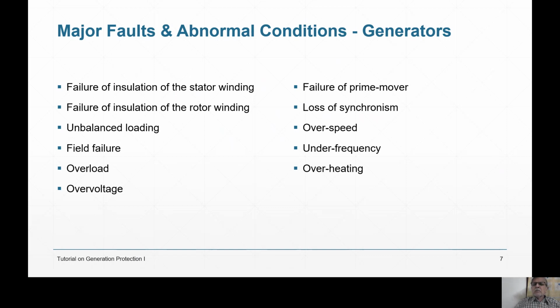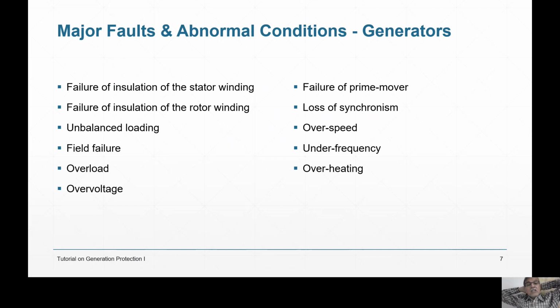Overspeeding. Overspeeding is not a big problem for coal-fired boilers because steam is not a very thick liquid, whereas water is, so in a hydro turbine overspeeding is a problem. You cannot reduce the speed immediately. So overspeeding relays have to be used in hydro turbines.